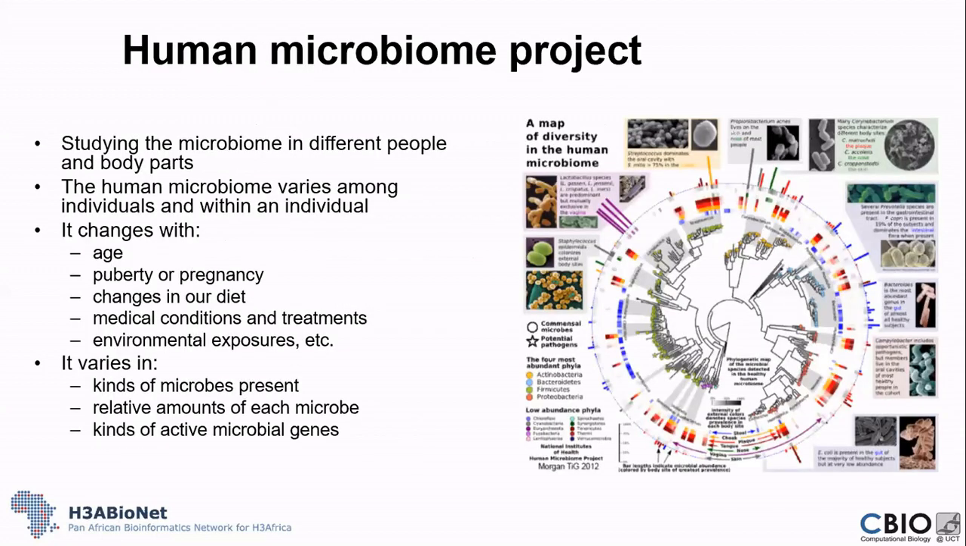This has been done through something called the Human Microbiome Project. This is where people have been studying microbiomes in different people and different body parts. And this microbiome changes with age, puberty, diet, medical conditions. As soon as you take antibiotics, you kill off your microbiome. That's why they say take some probiotics to restore your microbiome.